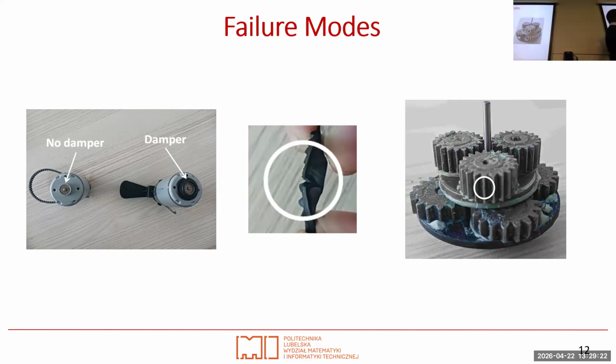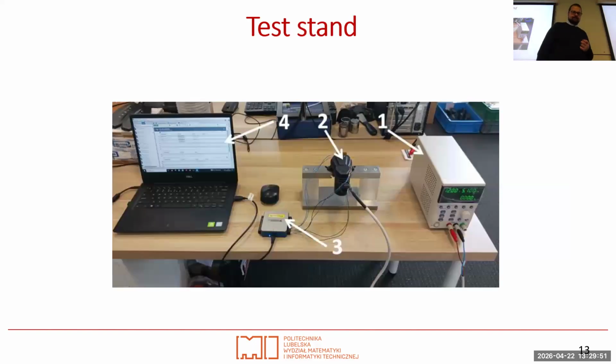For example, this rubber is old and not so elastic, so it also generates vibrations. Of course, the tooth belt is also cracked a little bit. Also, it is not visible, but one of the teeth of the pinions can be cracked as well. So this can cause different, let's say, failures.